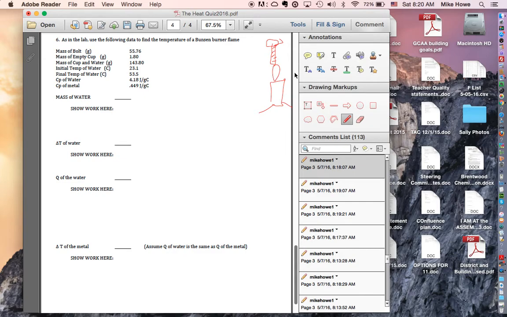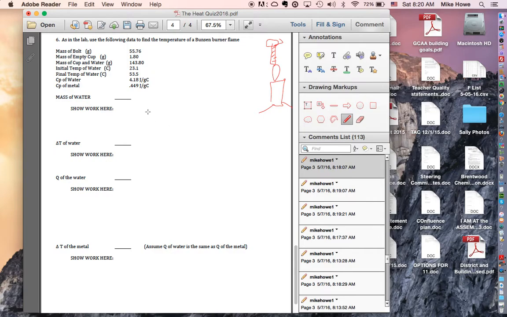So the big picture is that we're going to take this hot bolt and put it in cold water, and the heat lost by the bolt would equal the heat gained by the water. If we knew the heat lost by the bolt, then we could find the change in temperature of the bolt. And from that, we could find the initial temperature of the bolt because we would also know the final temperature of the bolt. It's right here. This is the final temperature of the bolt.